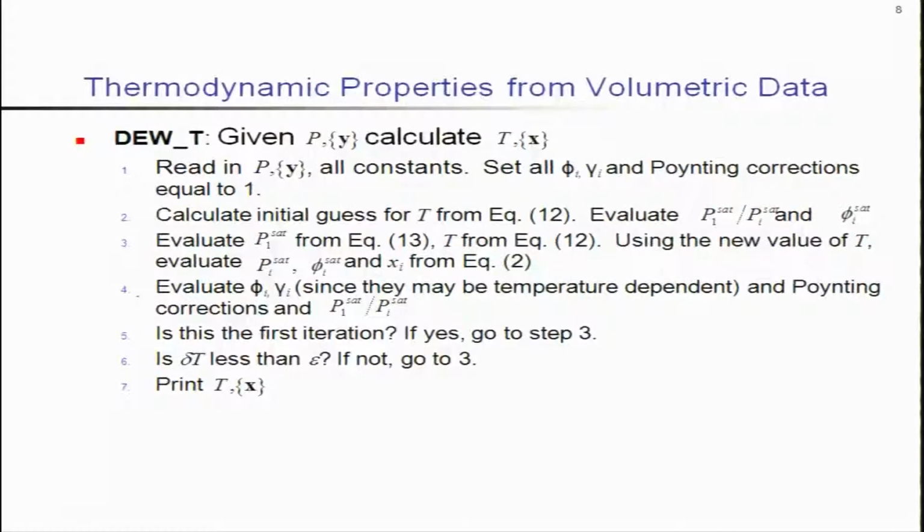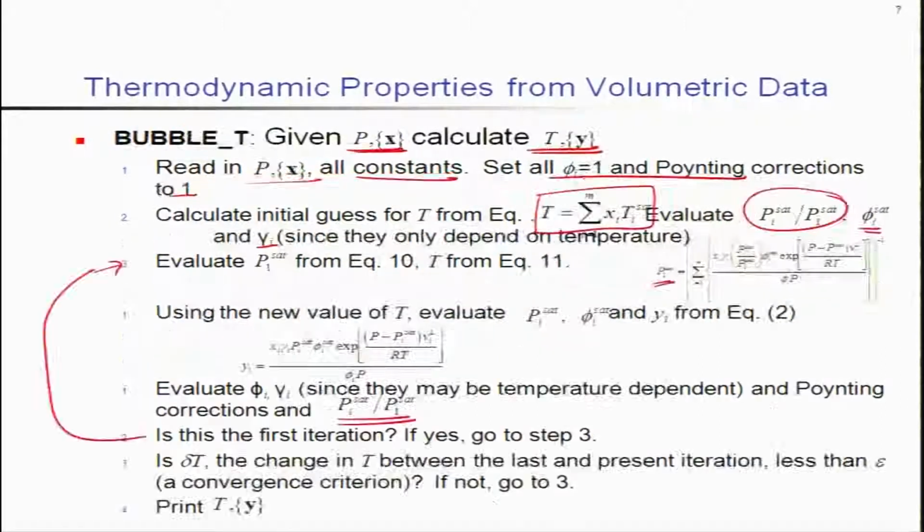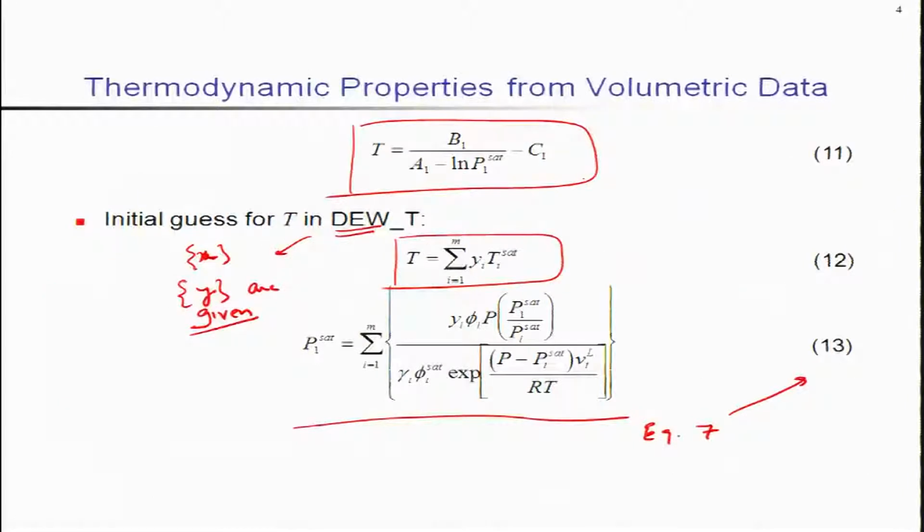Now, similarly, for the dew temperature calculation, again let me just go quickly here. In this case, it's the temperature we have to evaluate, which means the pressure and the composition of the vapor phase are given. You read all the information, and initially set the phi i's, gammas and Poynting correction to 1. The initial temperature is from the weighted value of T i sat, the same way as we have done before.